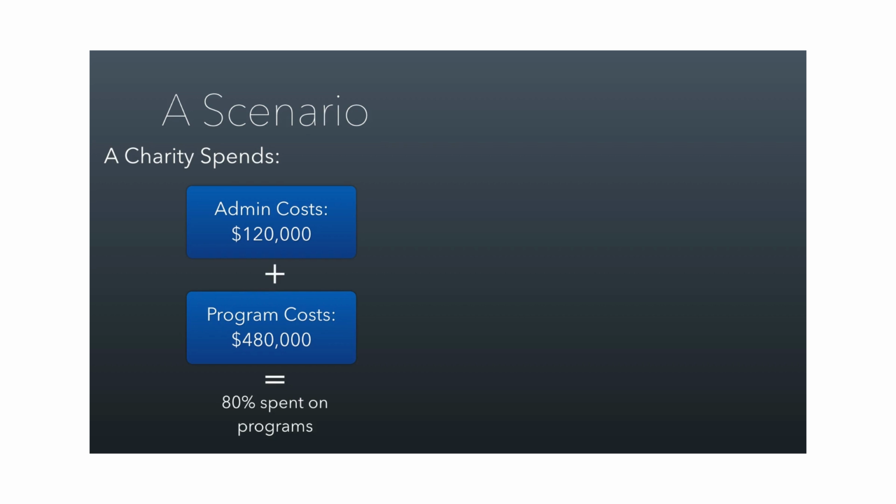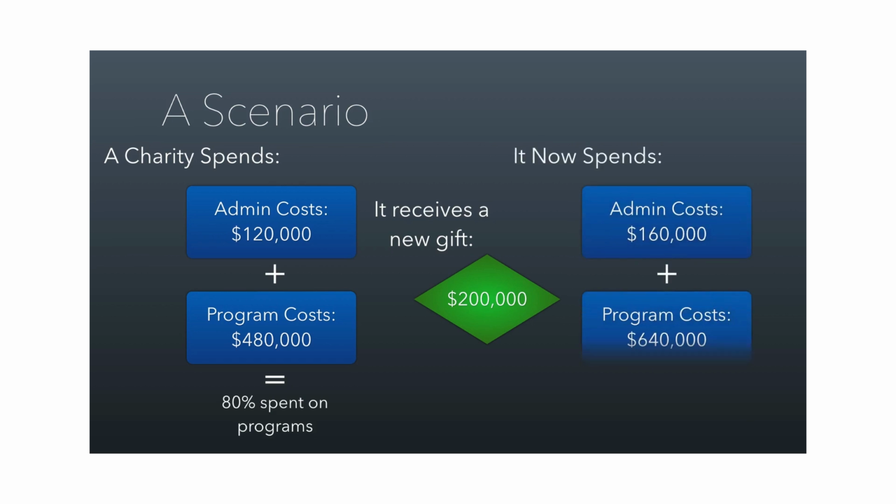But what's more interesting is when we see what they do with new money. Let's pretend that the charity receives a new gift of $200,000. Well, it has a lot of different ways it could allocate that money. The one that is common is this one, where it's allocated on a pro rata basis across admin and programs, such that they still maintain their 80% program ratio.